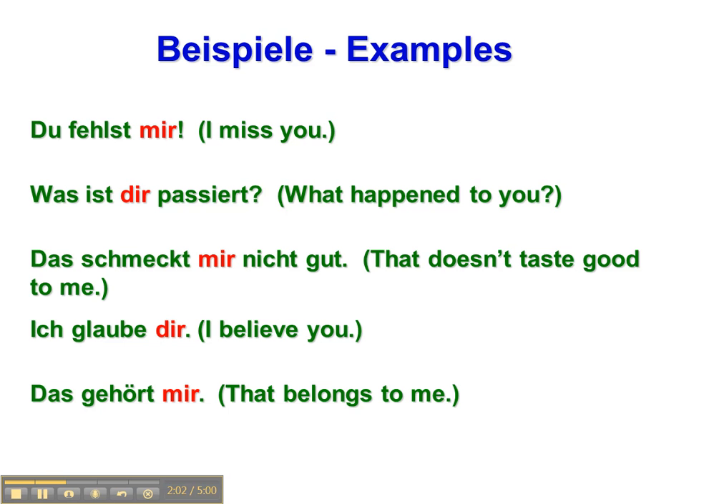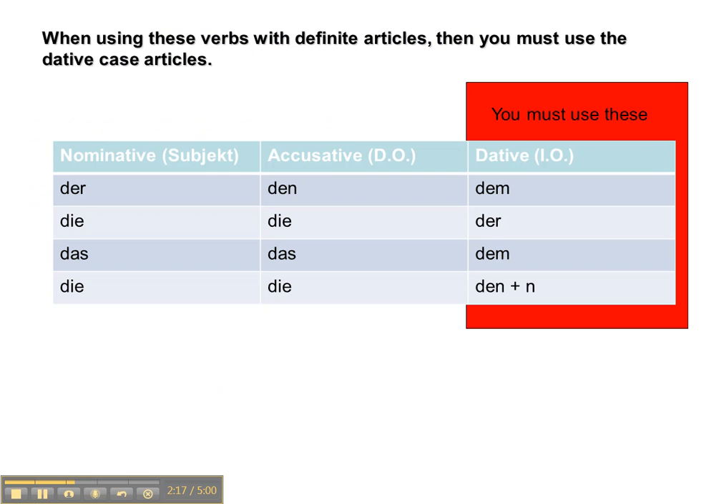So, du fehlst mir means, for example, I miss you. Was ist dir passiert? What happened to you? Das schmeckt mir nicht gut. It doesn't taste good. Ich glaube dir. I believe you. Das gehört mir. That belongs to me.